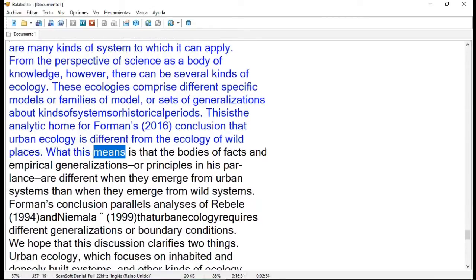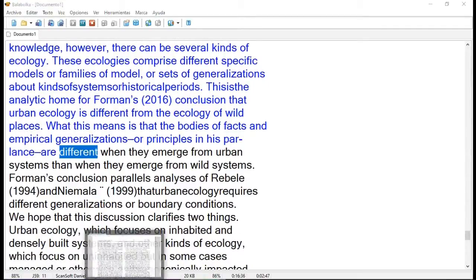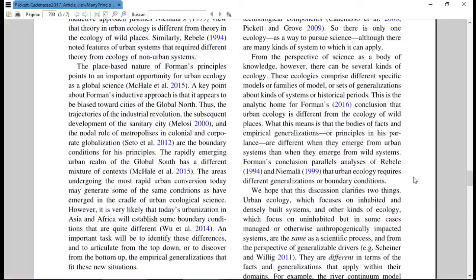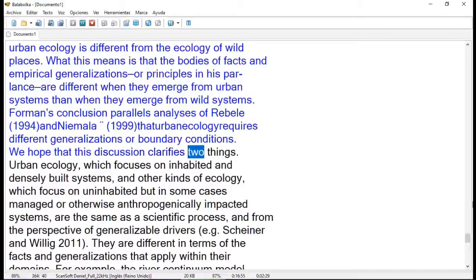What this means is that the bodies of facts and empirical generalizations or principles in each are different when they emerge from urban systems than when they emerge from wild systems. Forman's conclusion parallels analyses of Rebele 1994 and Niemelä 1999 that urban ecology requires different generalizations or boundary conditions. We hope that this discussion clarifies two things.